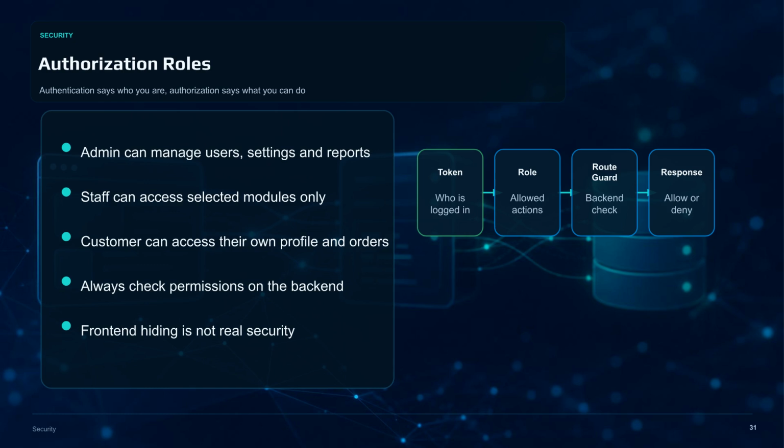Authorization defines what a user can perform. Use roles like admin for management, staff for specific modules, and customers for profile access. Always perform these permission checks on the backend, as front-end-only hiding is not secure.